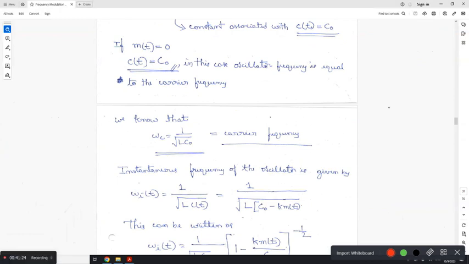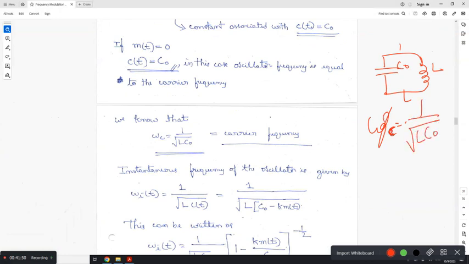See, you have this tank circuit. This is C naught and this is L. Now, this will produce oscillation, no doubt about it. The frequency of oscillation, I'll write F naught or Fc, or omega c, is equal to 1 divided by root of L into C naught. Suppose it is omega c, what is Fc? 1 by 2 pi root of LC. That's the formula.